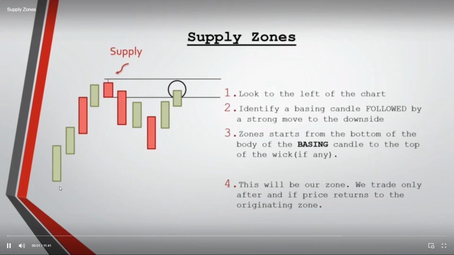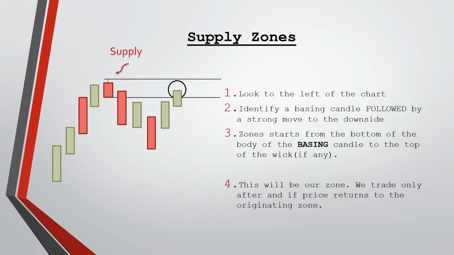So now we have supply zones, and supply zones are drawn the same way as demand zones, just flipped. It's just the opposite of demand zones, but we're talking about supply, so we want to see everything from the upside, followed by a strong move to the downside, right? So same thing as demand, we're looking to the left of the chart if we're talking about today. We want to find if price is coming into a supply zone, we're going to look at the left of the chart. We then want to identify a basing candle followed by a strong move to the downside, right? So we have a basing candle here and we have a strong move to the downside. So this qualifies as a supply zone.